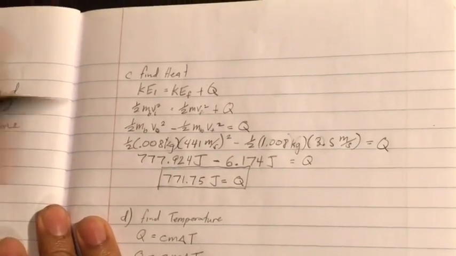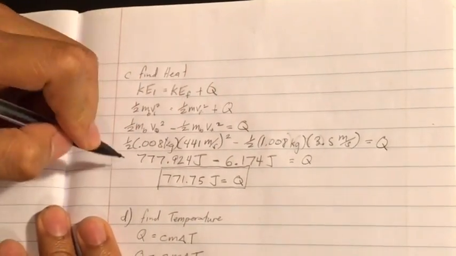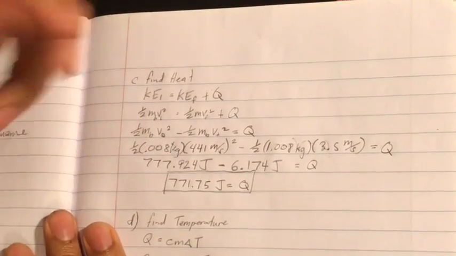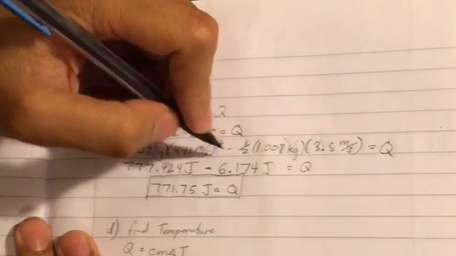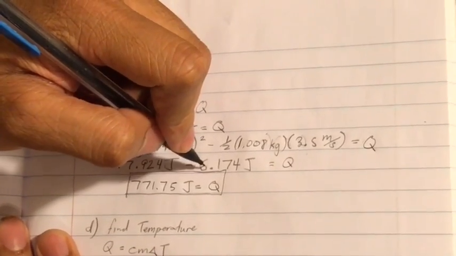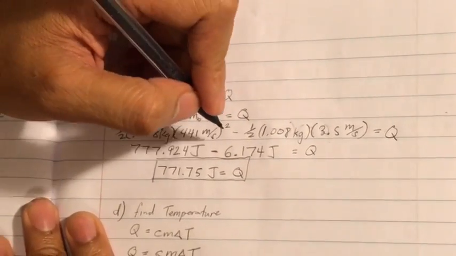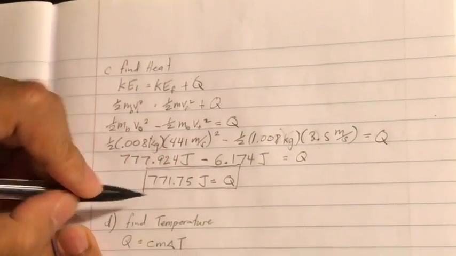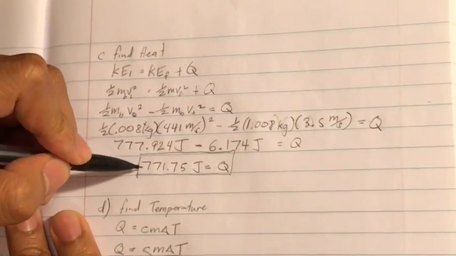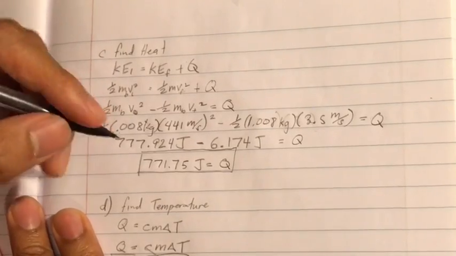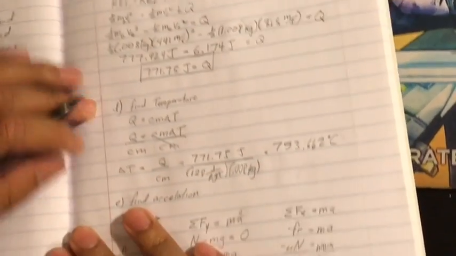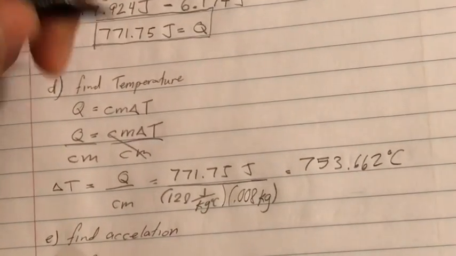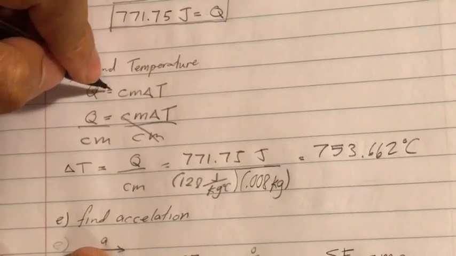The first part we got 777.924 joules, and the second part we got 6.174 joules, and we subtract that, and our heat would be 771.75 joules. For D, we're looking for temperature, and we would need to use the formula to find heat.